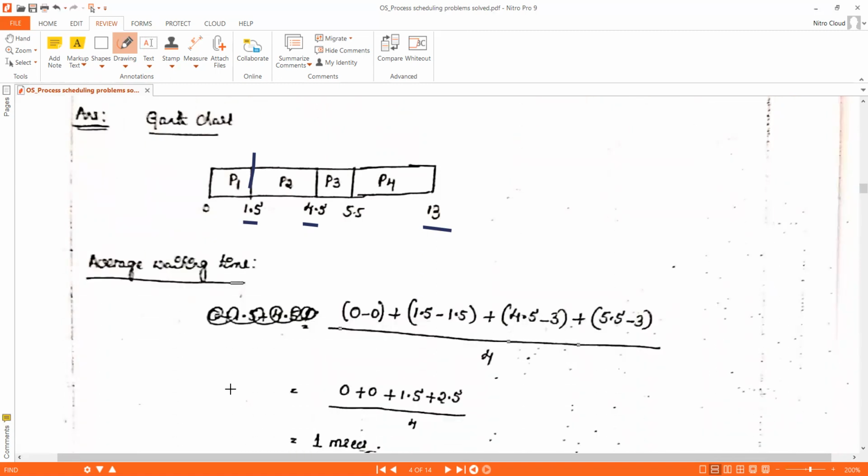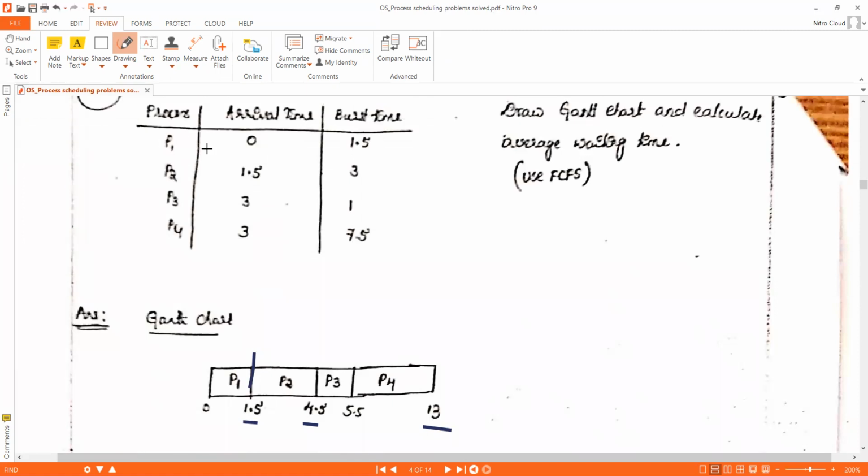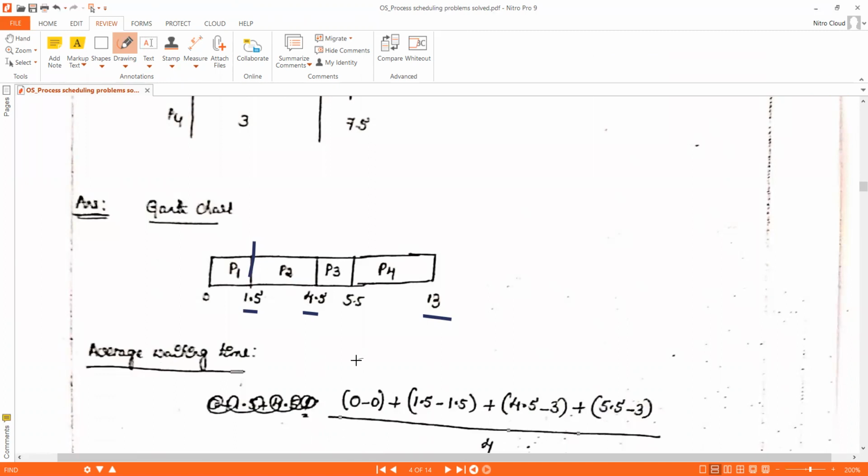Once you draw the Gantt chart, we need to find the waiting time. Okay, if you find the waiting time of each process, we can find the average waiting time. Okay, so first we'll find the waiting time for process 1. How to find the waiting time for process 1? Waiting time is allotted time minus its arrival time. Here, process 1's allotted time is 0 milliseconds minus process 1's arrival time, which is 0. 0 minus 0, 0 is the waiting time for process 1.